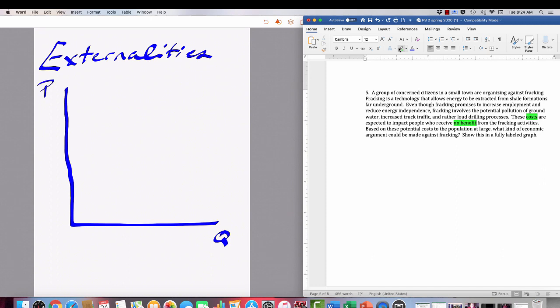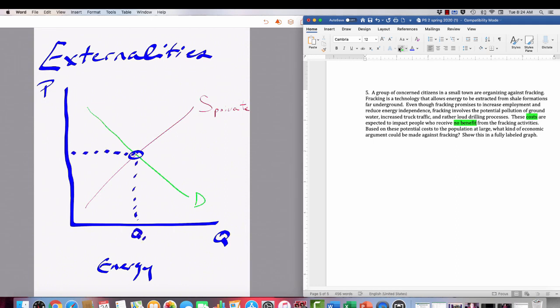This goes back to the pre-macro world. So we're not talking about aggregates here. We're talking about the specific market for energy. And if our market for energy was just based on the private interactions of people, where they did not have to worry about the externalities, then we would find ourselves at an equilibrium here. We'll just say Q1 and P1.